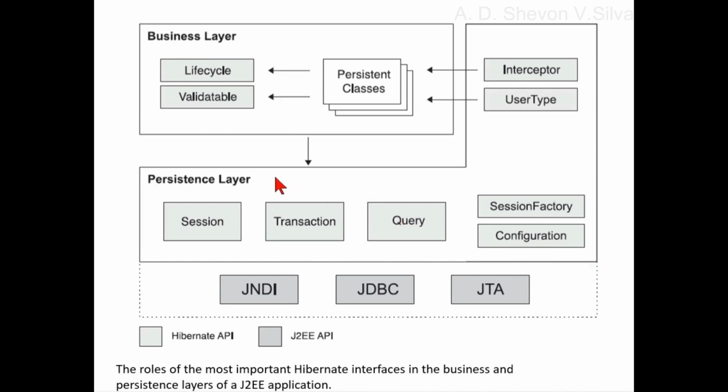Callback interfaces that allow the application to react to certain events that occur within the application, such as Interceptor, Lifecycle, and Validatable. The interfaces that allow you to extend the mapping functionalities of Hibernate, for example, UserType, CompositeUserType, and IdentifierGenerator.